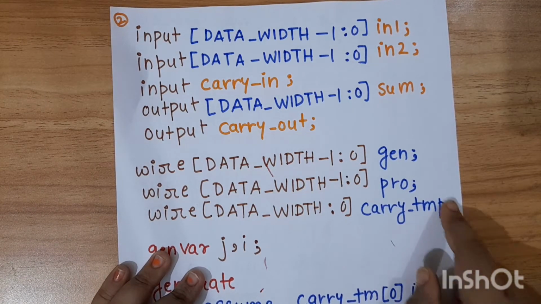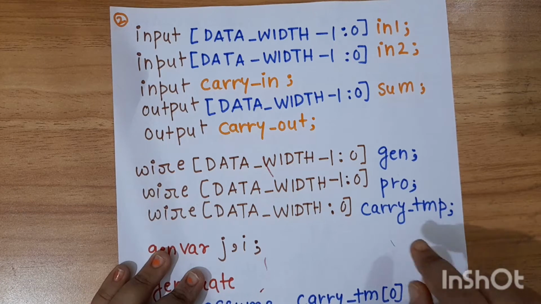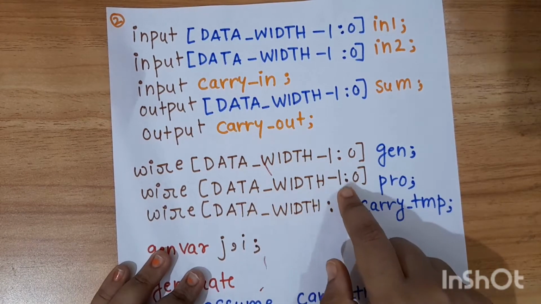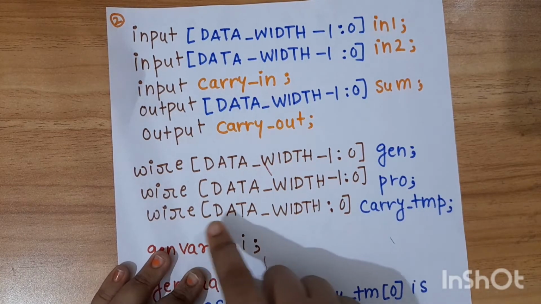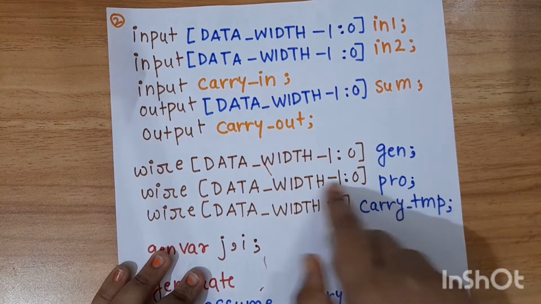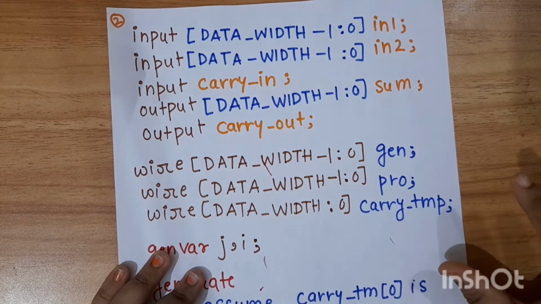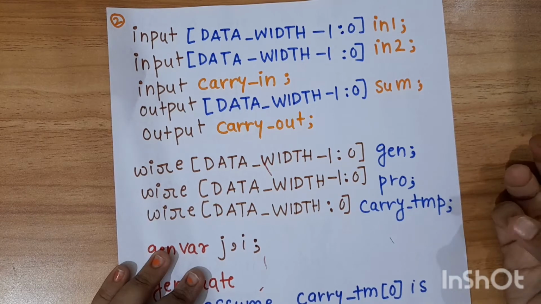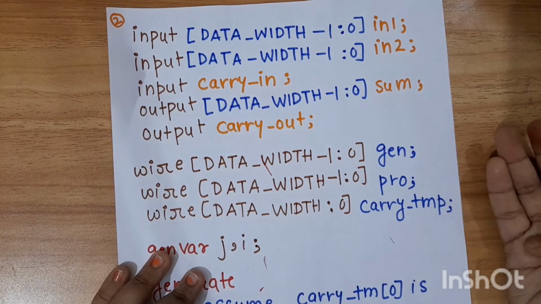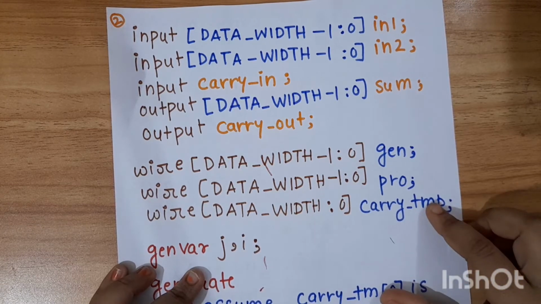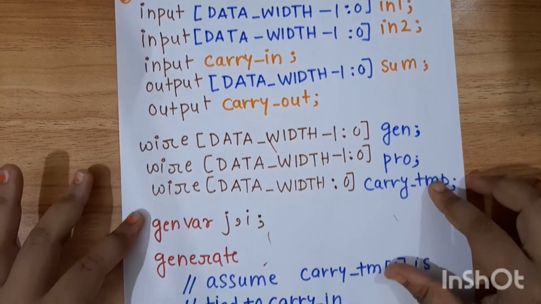Now I am declaring another variable, carry_temp. It is of width one more, [data_width:0], one more bit. Why is it more? Because we are generating the initial carry, we are keeping the carry_in, that is the initial carry, plus the number of carries generated for each stage. So it is the number of carries plus 1, and that plus 1 is for the initial carry.